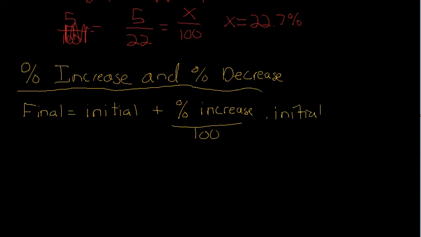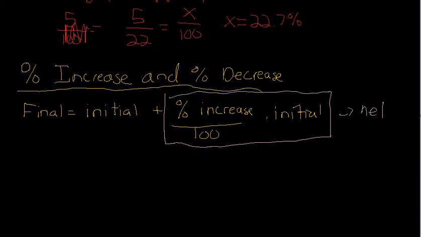So what I can see is that I'm taking whatever my original amount was, and then I'm increasing it by the percent increase over 100 times the initial. And it's important to know that this right here, this whole boxed in method, can just be thought of as the net increase.